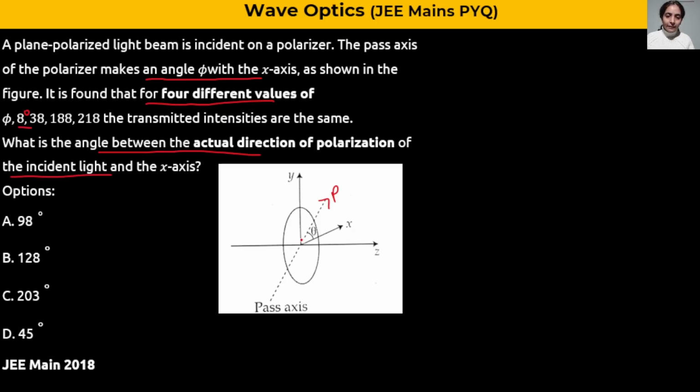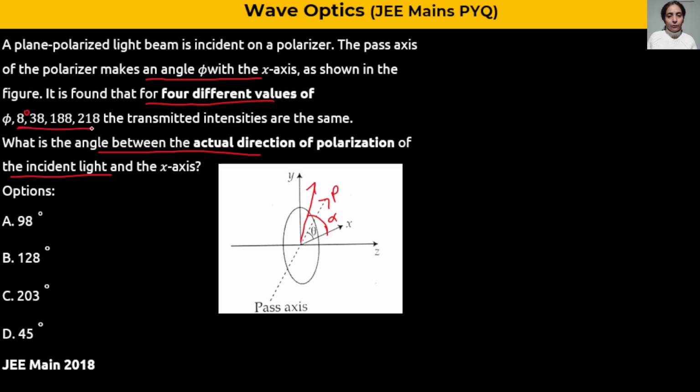So let's say incident light का जो electric field vector है वो कुछ इधर है, so it is making an angle of, let's say, alpha with the x-axis. Done it? We are getting asked what is the angle between actual direction of polarization of incident light with the x-axis. So we are getting asked alpha, right? Electric field vector x-axis से कितना angle बना रहा है.